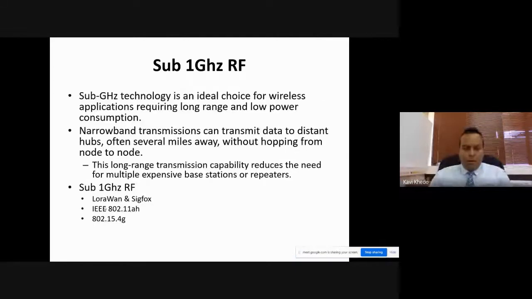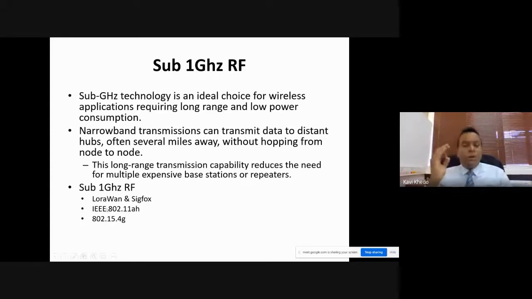Okay, let's continue. Sub gigahertz technology is an ideal choice for wireless applications requiring long distance and low power. So what do we get with sub gigahertz? We get long distance, and it is still low power. So it is a very good candidate for IoT, for long distance transmission and low power transmission.